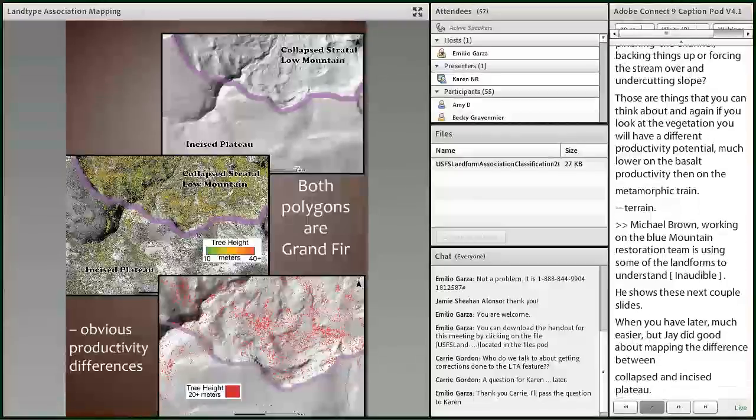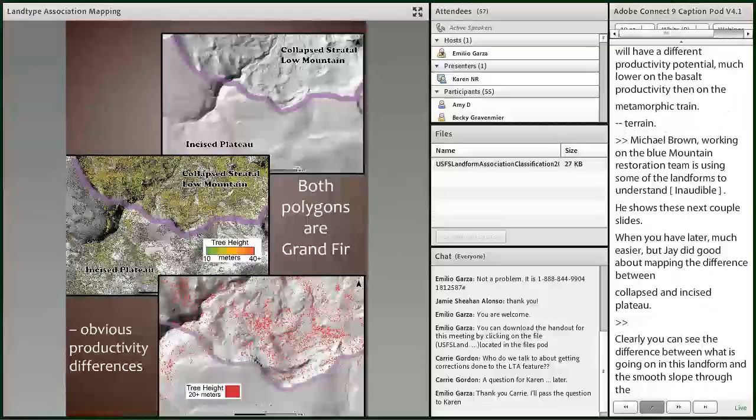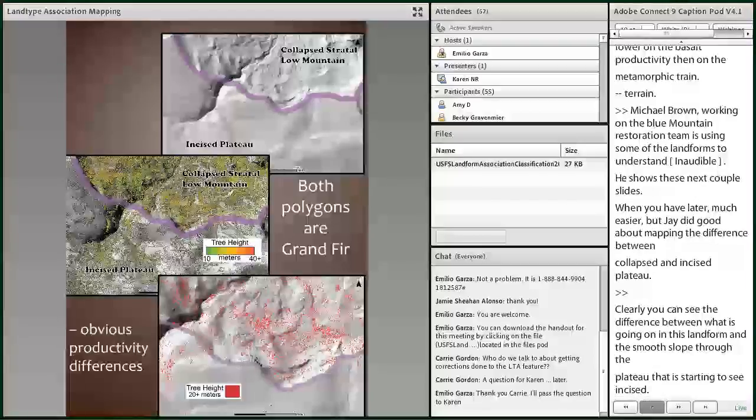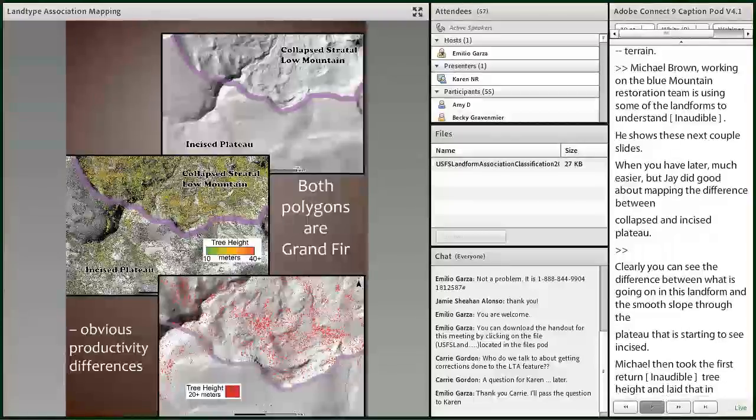Anyway, clearly you can see the difference between what's going on in this landform and the smooth slopes of the plateau here that's starting to be incised by overland flow. So Michael then took the first return LiDAR, the tree height information, and laid it on it. And it's all Grand Fir. So if you just use your veg mapping, you might not understand that you have incredible difference in productivity here than you do on your plateau.